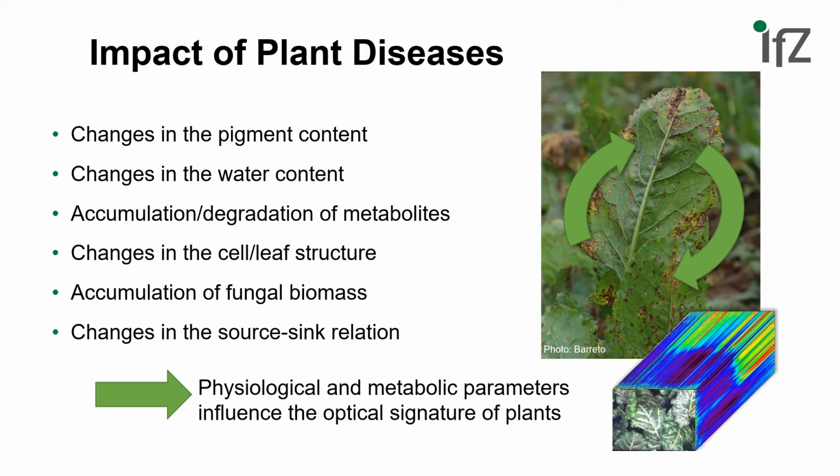To sum it up, the detailed impact of plant diseases are changes in the plant pigment, changes in the water content of the tissue, accumulation and degradation of metabolites like specific toxins, for example, changes in the cell and leaf structure, the accumulation of fungal biomass, and changes in the source and sink relation. And this in sum causes physiological and metabolomic changes and influences the optical signatures of plants.